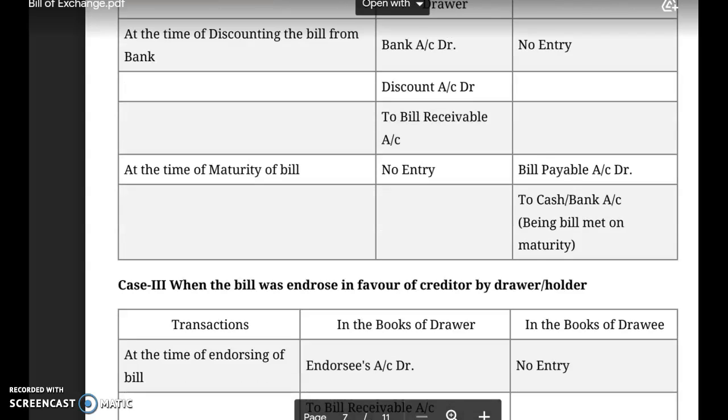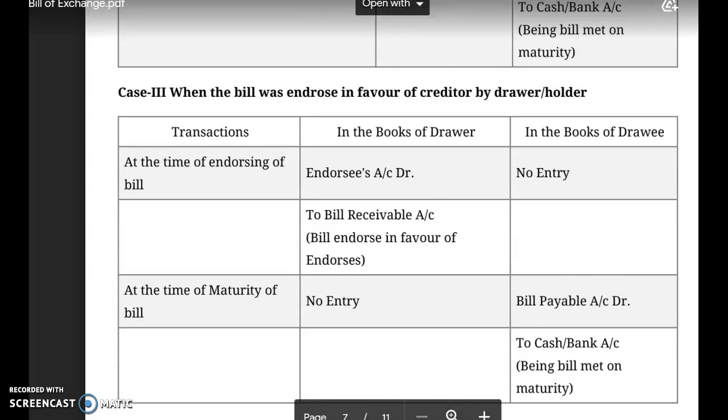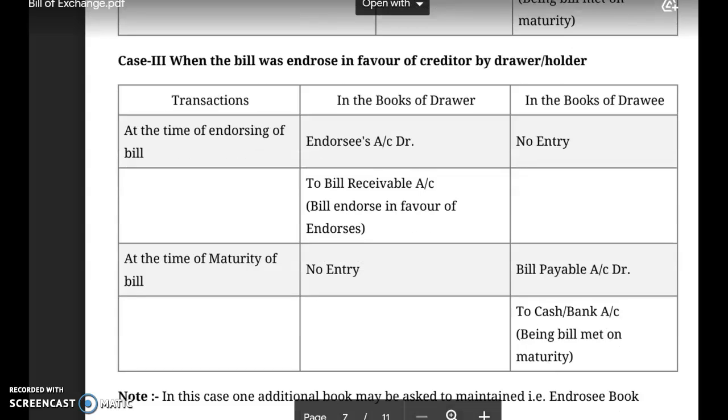Now the third case is when the bill was endorsed in favor of a creditor by the drawer. Here please understand, again I told you, endorsement means transfer of a bill in favor of a third party. Now the bill goes to the third party. It is the discretion of the drawer, the sweet will of the drawer, whatever he may do for that bill.